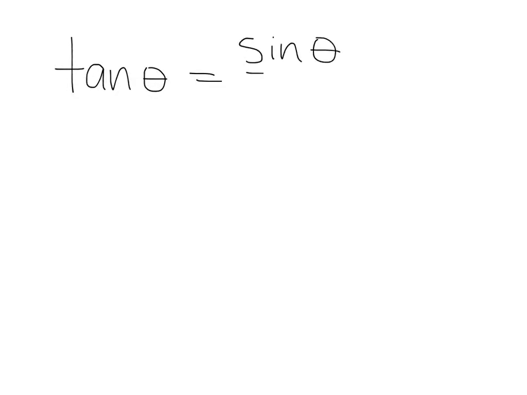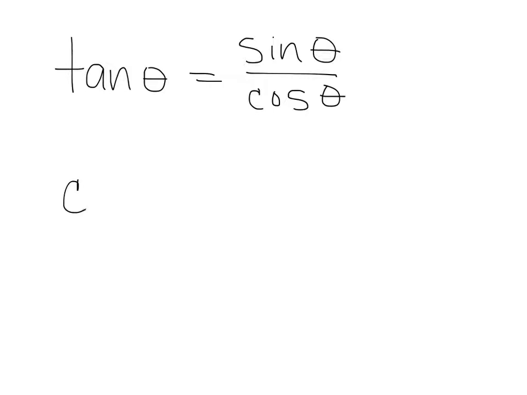The next set of identities is the quotient identities. These were also discussed in Chapter 4, but let's review. The tangent of an angle, theta, is equivalent to the sine of theta divided by the cosine of theta. This is true for any angle theta.